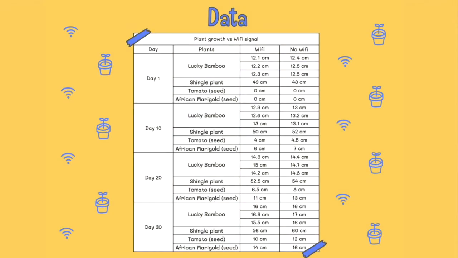As we finish collecting the data, let us see the result of this experiment. So this is the data table recording the height of the plants once every 10 days. If we look at day 30, we will see that for every type of plant, the one without the Wi-Fi signal ended up higher than the one that is exposed to the Wi-Fi signal. Now, let us look at each plant particularly.